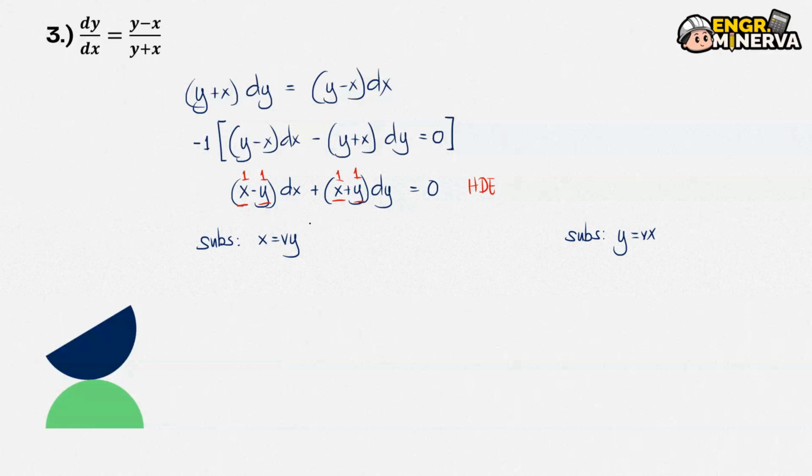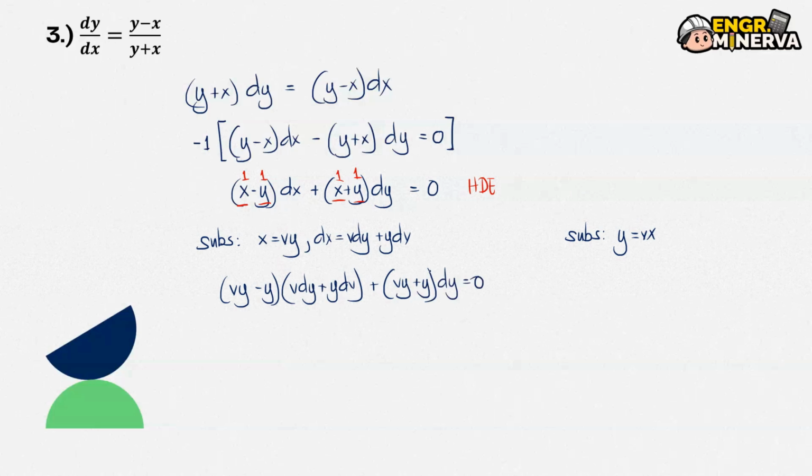So in this solution, I will solve on the two alternate solutions. Okay. So if we substitute x, that would be dx equals v dy plus y dv. Substitute, that would be vy minus y, then your dx is v dy plus y dv, plus this would be vy plus y dy equals 0.